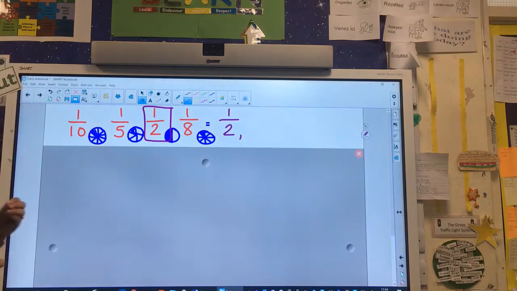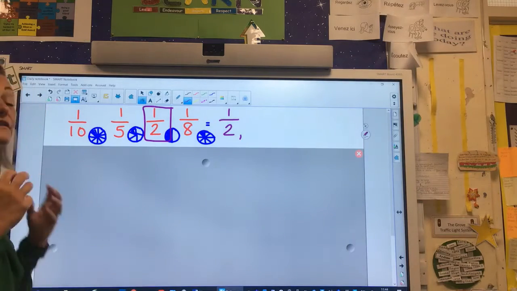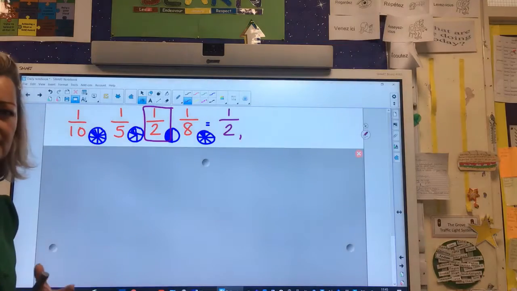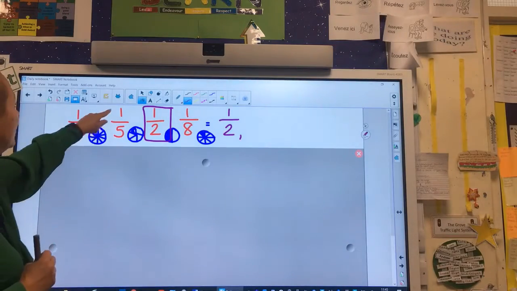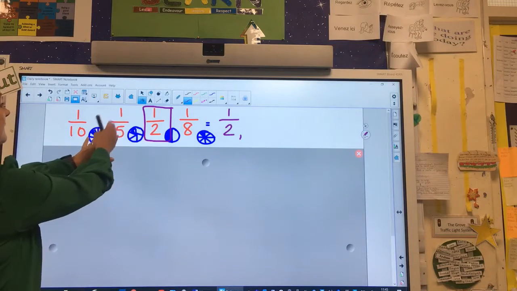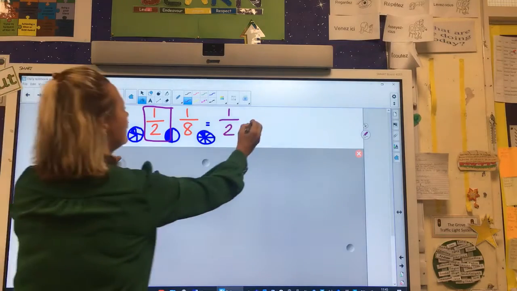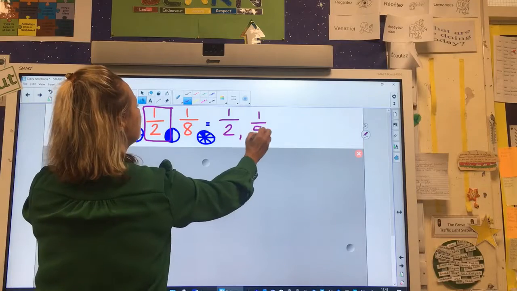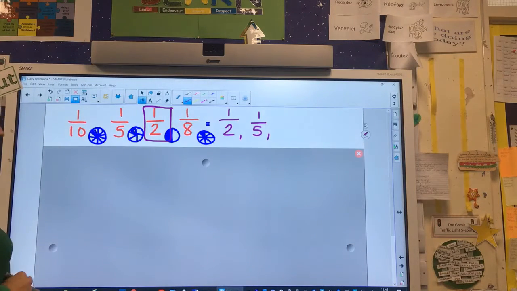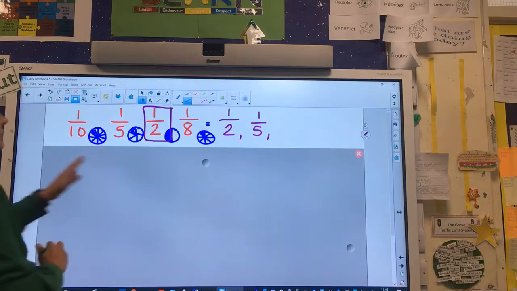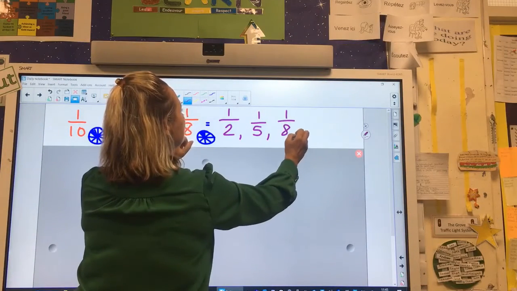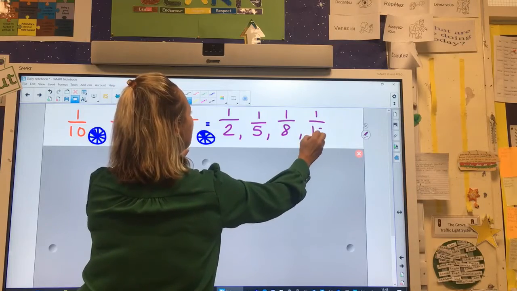Remembering what I've just said about the smaller the number on the denominator, the bigger it will be if our numerator is 1. So 5 is our next biggest number. So we've got 1/5 is next, then what? 1/10 or 1/8. Hopefully you've made a decision yourselves, and we would say that 1/8 then is bigger than 1/10.